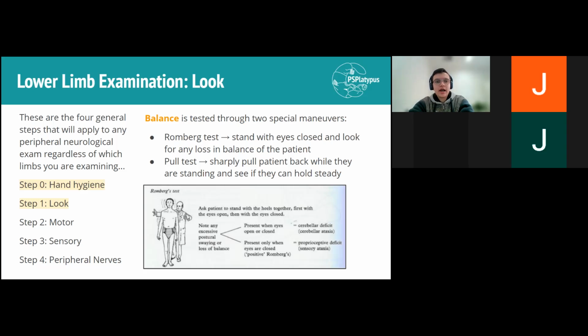The pull test is more active. So if the Romberg test is fine, you do a pull test where you try and sharply pull the patient from the back, obviously warning them, and see if they're able to correct themselves. If they are, then it's fine. If they're not, then again, there's a pathology in the cerebellar region.